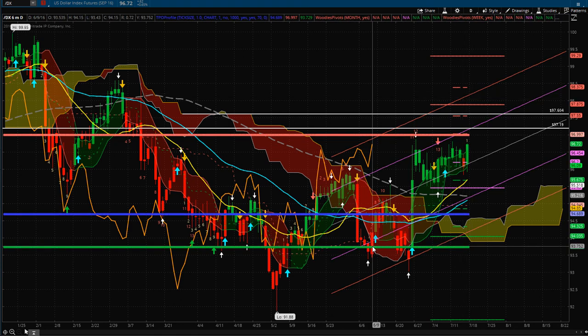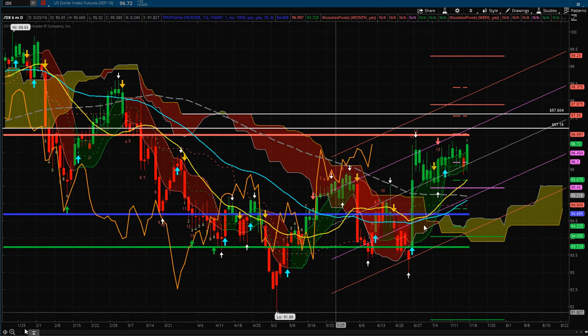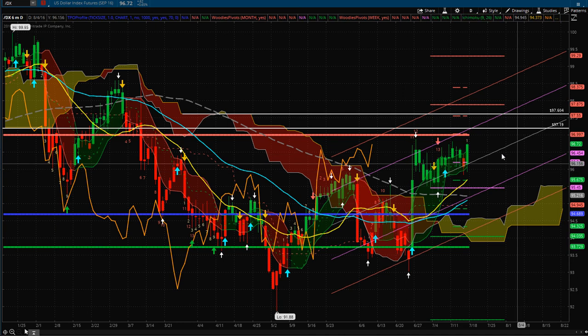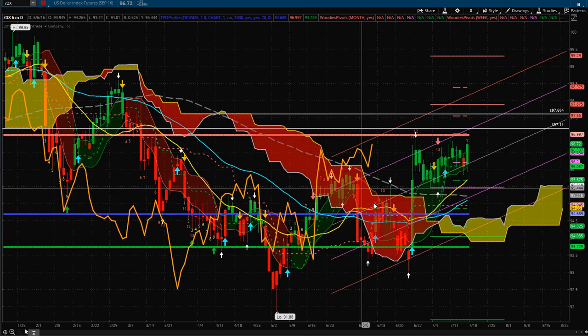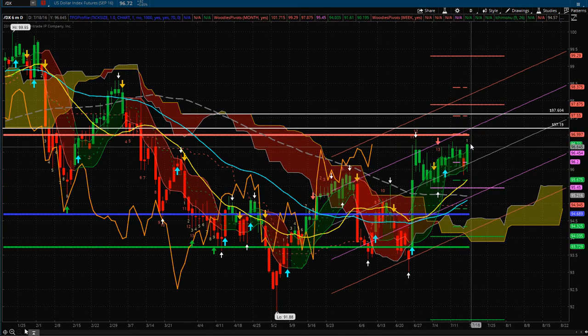Hope this helps. I'll keep you posted, here and there, but this is something that I just wanted to share with you guys on the dollar. And I think it's going higher, even with the back and forth.